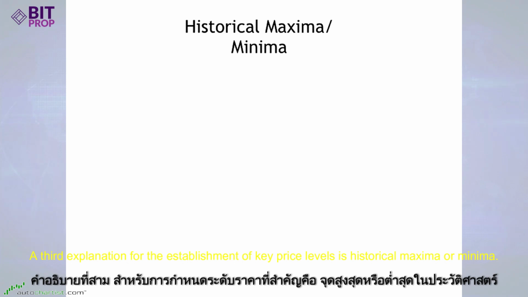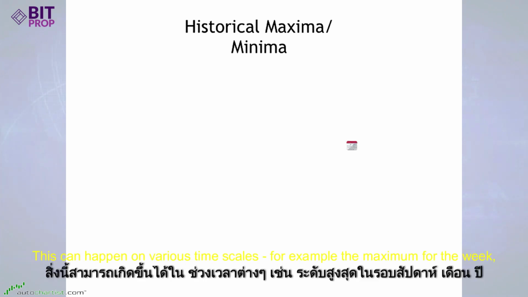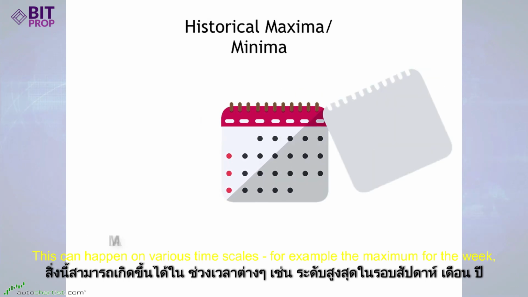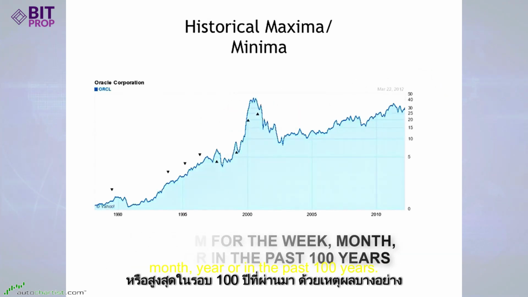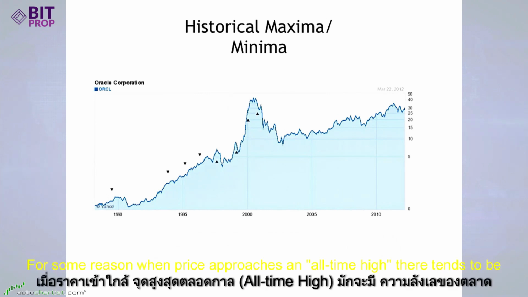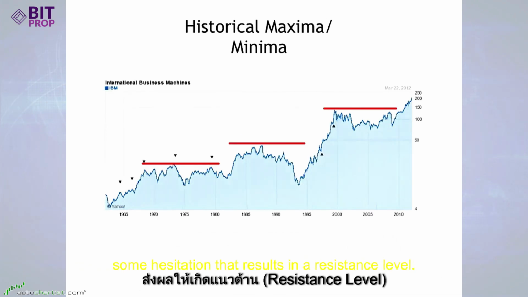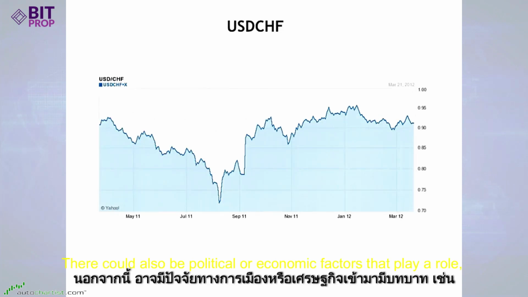A third explanation for the establishment of key price levels is historical maxima or minima. This can happen on various timescales. For example, the maximum for the week, month, year, or in the past 100 years. For some reason, when price approaches an all-time high, there tends to be some hesitation that results in a resistance level. There could also be political or economic factors that play a role.